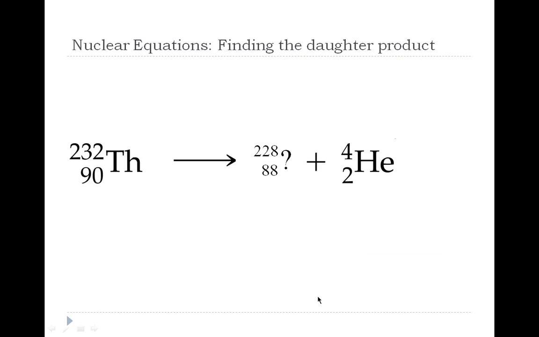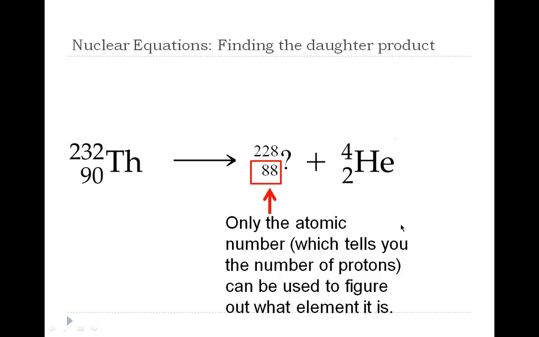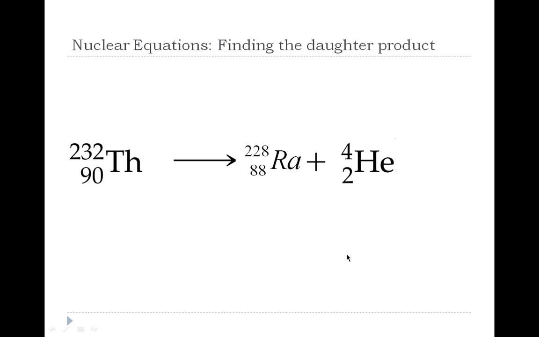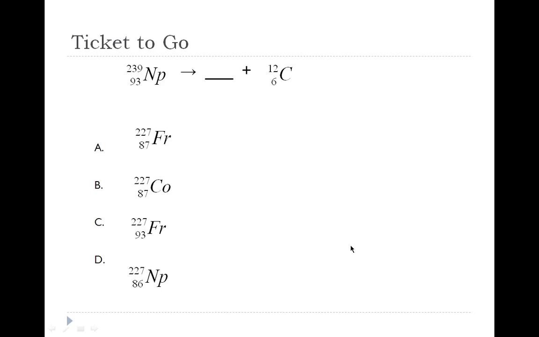Moving on. Another way to do this, once you have figured out these two numbers, is to figure out what element, the daughter, it becomes. Well, it's 88 here. So 88, you could look on the periodic table and look up what it is, and only the atomic number, which tells you the number of protons, can be used to figure out what element it is. Of course, element 88 is radium, so you would write radium right there. So this is what you should be able to do.